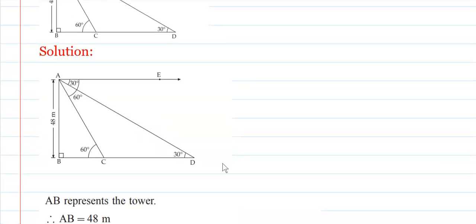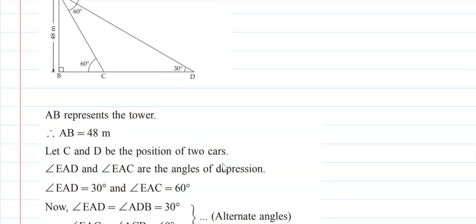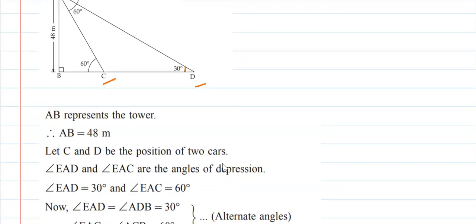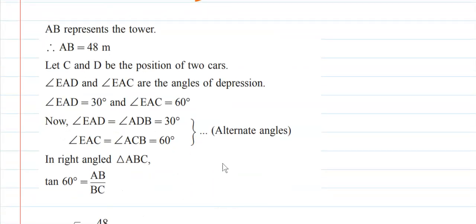Okay, see this here. AB represents the tower. Next, C and D are the positions of the two cars. Angle EAD and angle EAC are the angles of depression. Therefore, the first measure of angle, this is 30. As these two lines are parallel, these are the alternate angles होतील ते. Next is 60. हा देखील काय होणार तर तो 60 होणार. Okay, now these are the alternate angles.